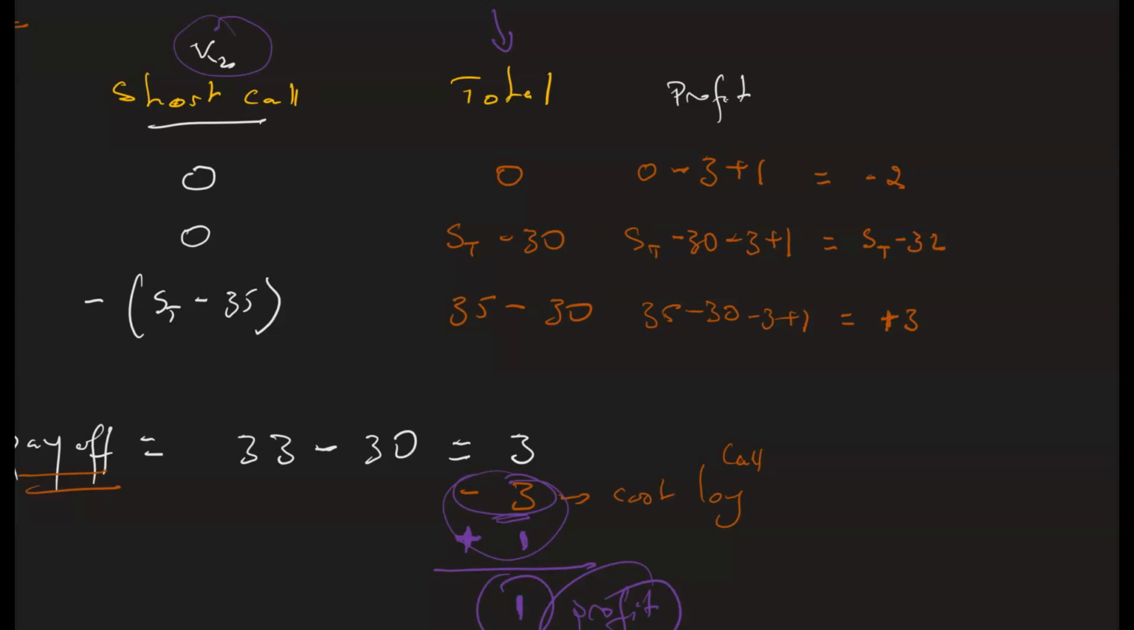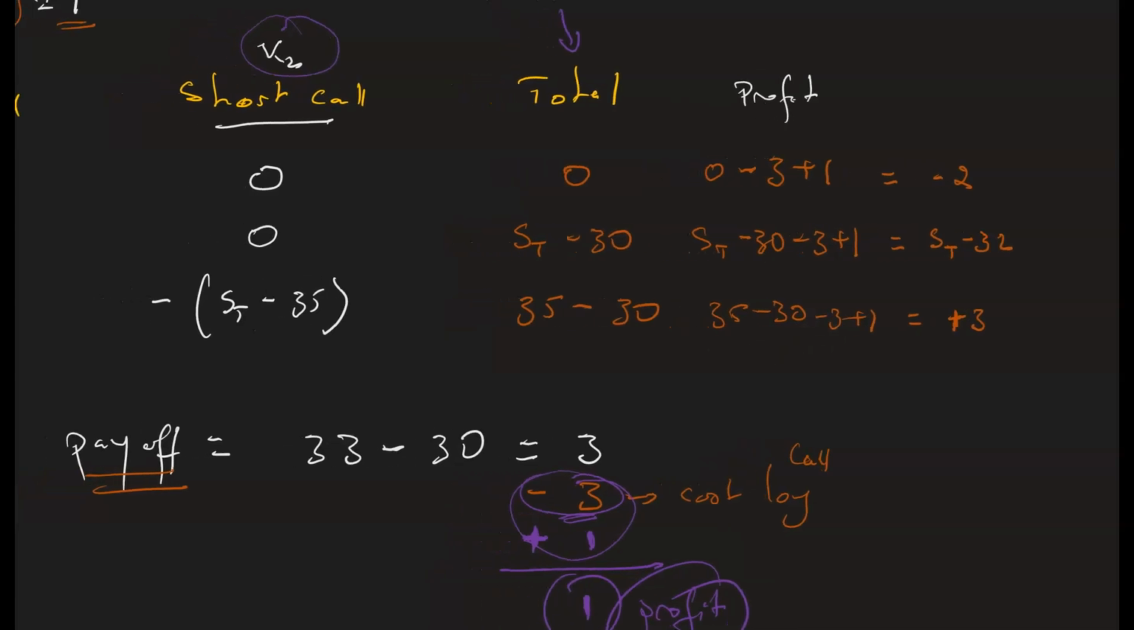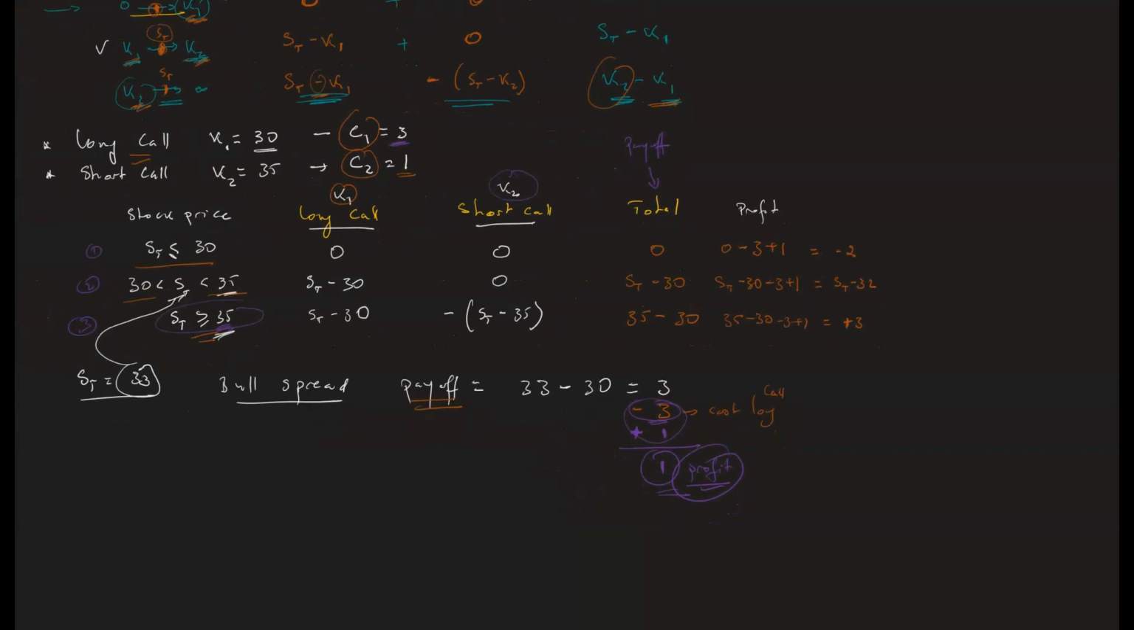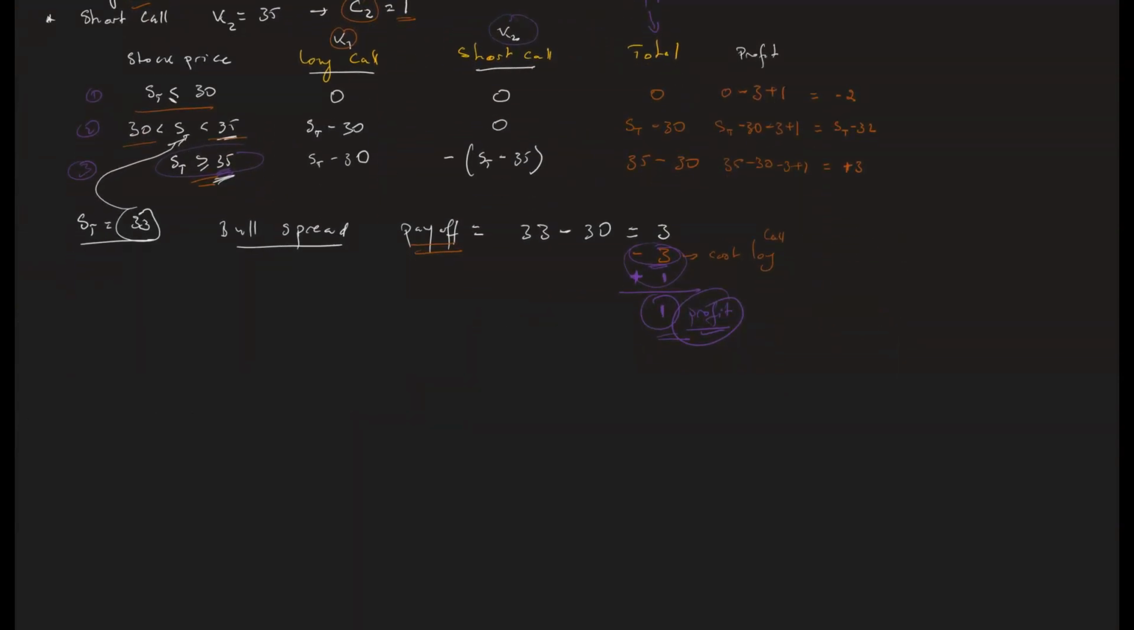So if we wanted to draw our profit curve or profit chart here, what are we going to have? Well, let's draw that together here. This is our profit and this is our stock price. Now we just said that K1 was at 30, so this is 30. K2 is at 35, so that's 35.